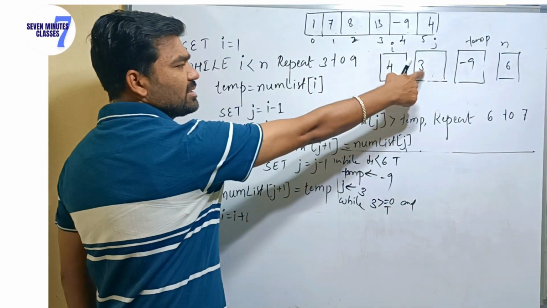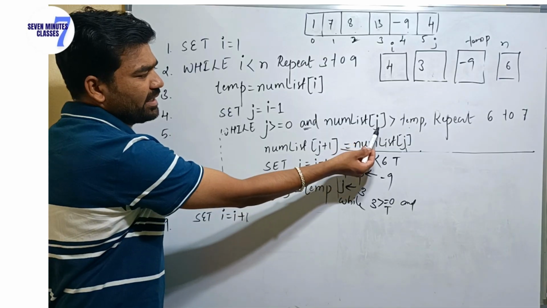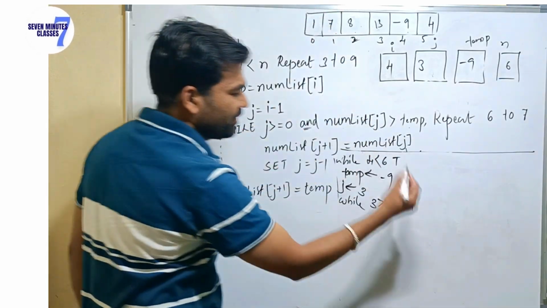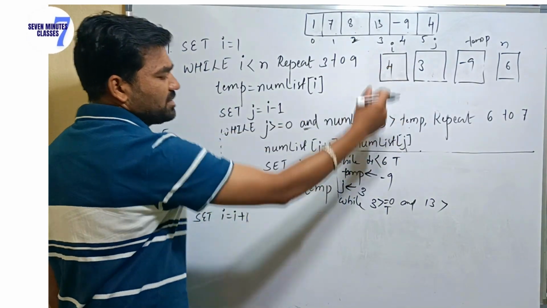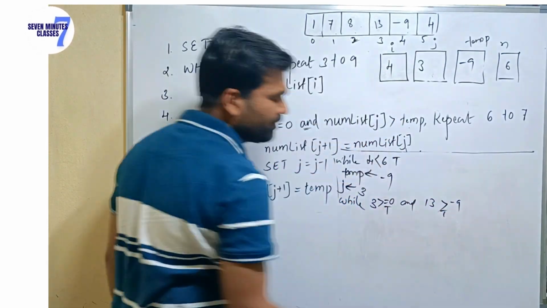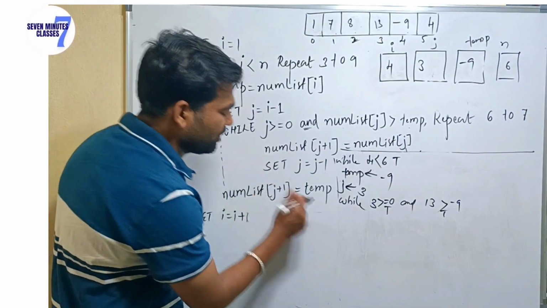And, okay, I write and num list of j. The value of j is 3. Then num list of 3. What is num list of 3? Num list of 3 is 13. Let me write 13. Greater than. What is the value of temp? Temp is minus 9. Yes, it is true. Now both are true. So let us write this value.